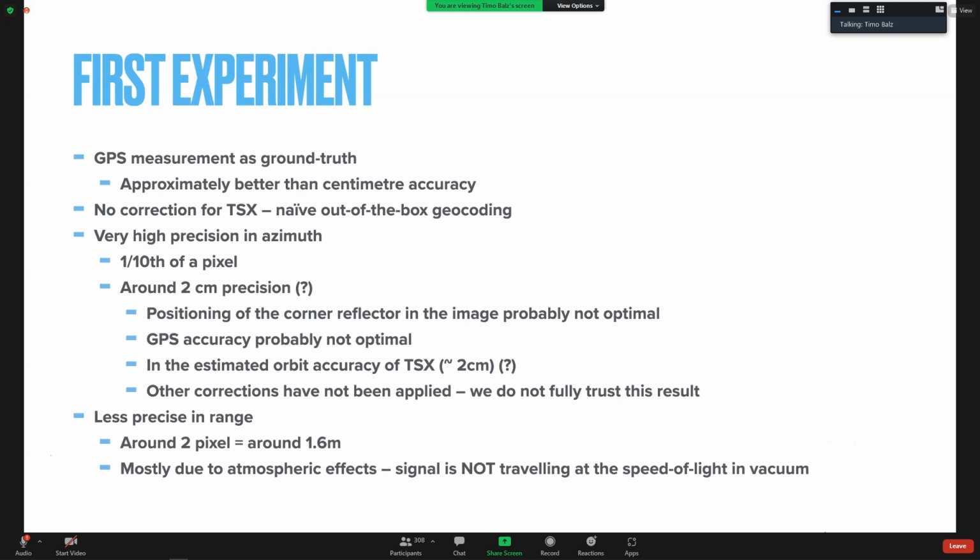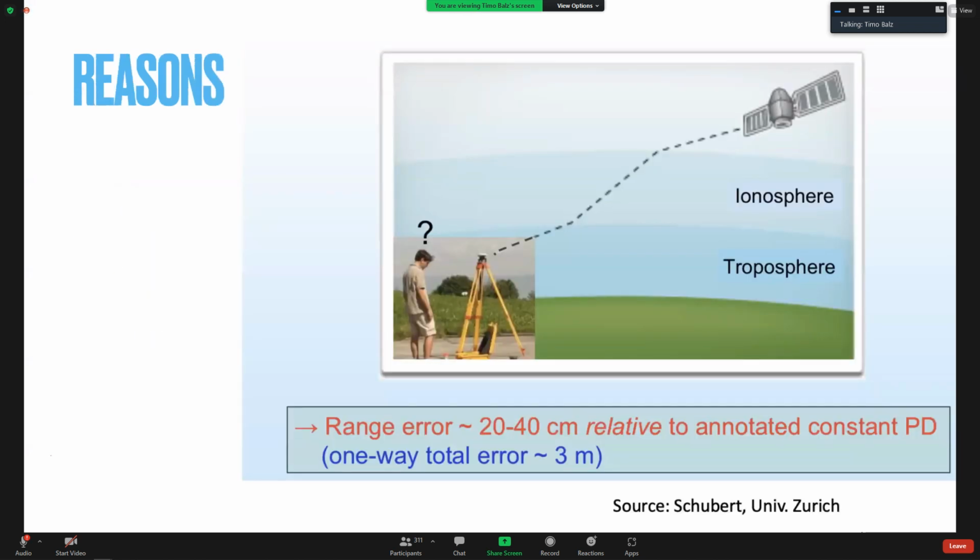However, one has to say we are very good in azimuth, but maybe we just got lucky. The 2 centimeters seemed a bit too good, right? It's more likely that about 5 centimeters is what you can achieve easily with TerraSAR-X. Now, why 1.6 meters? The main reason is that a signal going through the atmosphere is actually not traveling at the speed of light. So we assumed the speed of light, but that's not true, right? The signal is slowed down going through the atmosphere.